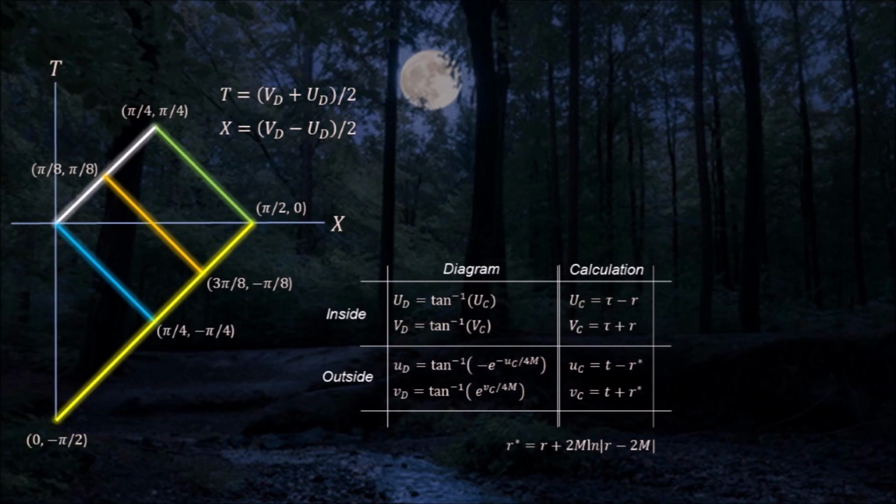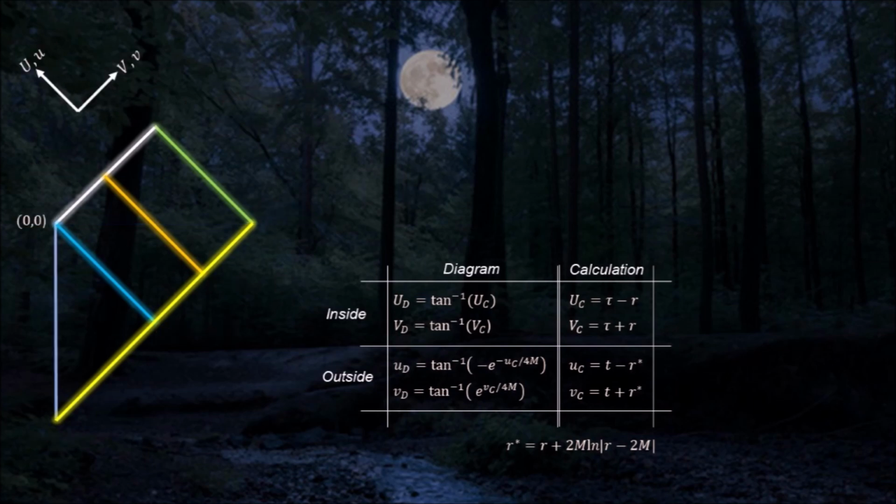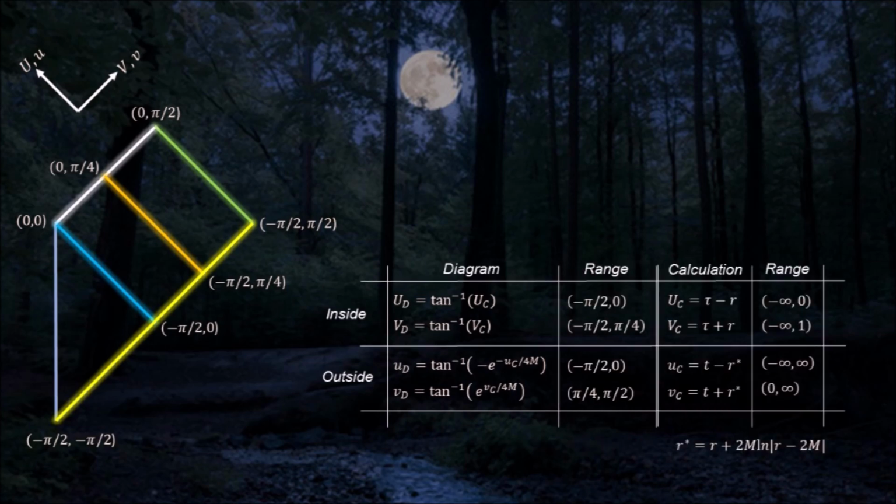From now on, we will not be using x and t axes, but rather the u and v axes, which run at 45 degrees to t and x. The range of these variables is this. What we want to do is to keep this picture, but use the calculation variables. So let's replace the ranges of the diagram variables with those of the calculation variables. And let's also change the color of this segment.